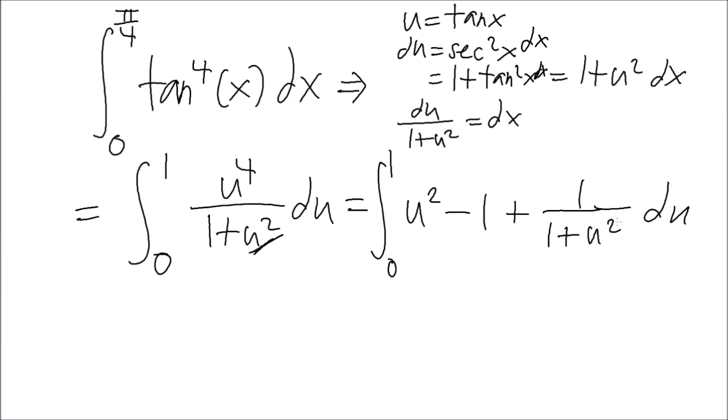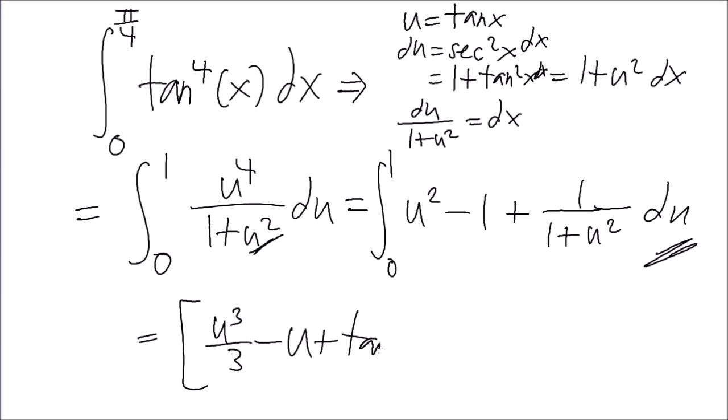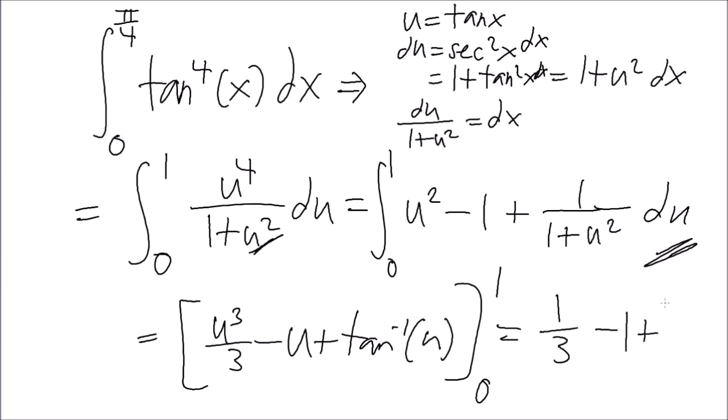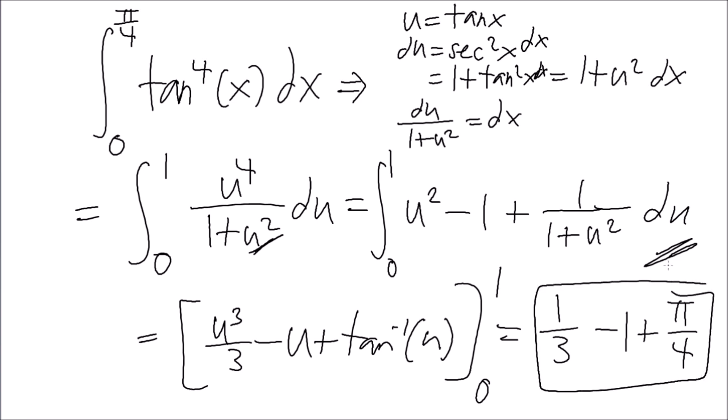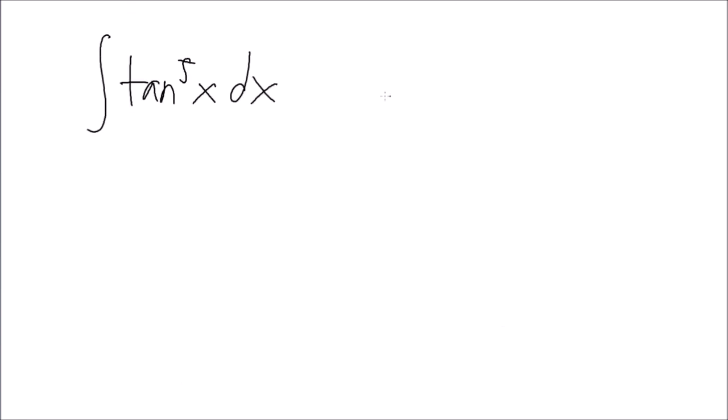So you should end up with this from geometric polynomial division. And then this is easy. This is just u cubed over 3 minus u plus inverse tangent, right? That 0 just makes everything 0. Plug in 1, and then we get 1/3 minus 1 plus pi over 4. And then that's our answer. Again, the fast way is using geometric polynomial division.